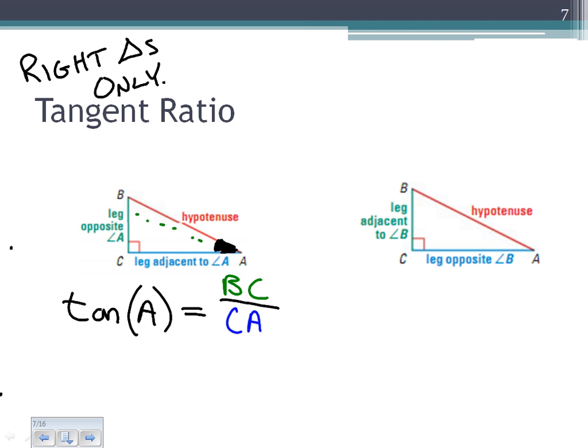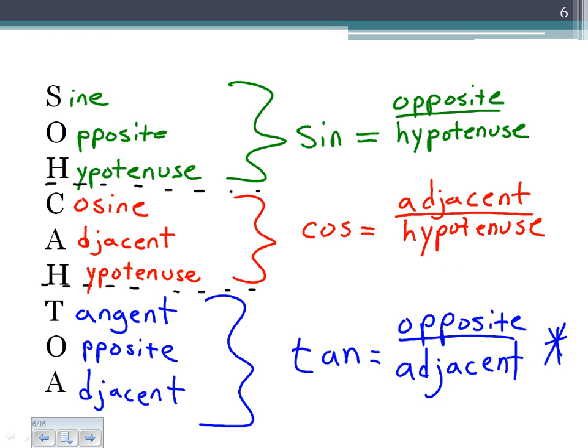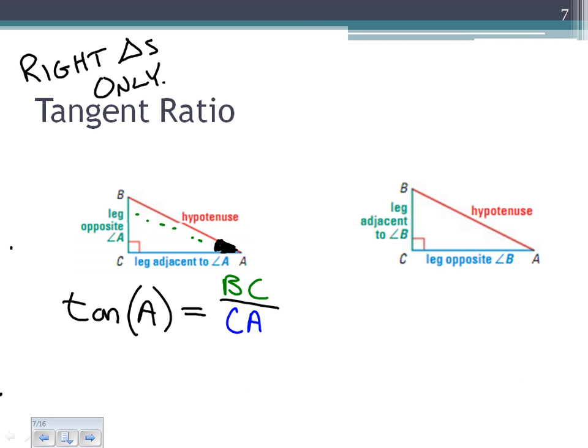Notice that we ignored my hypotenuse. But that's okay, because look at my tangent. Is there any hypotenuse in my tangent? No, so we just ignore that. Does that make sense? What I'd like you to do now is fill out tangent of B. Try that one. Remember, we're looking here.